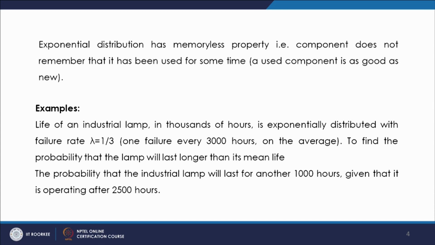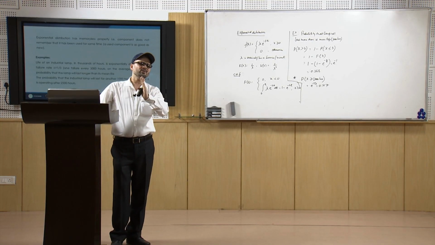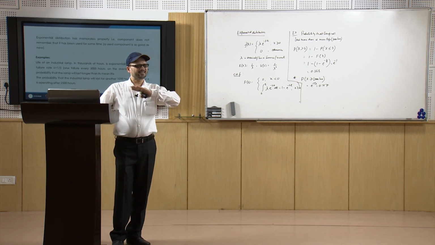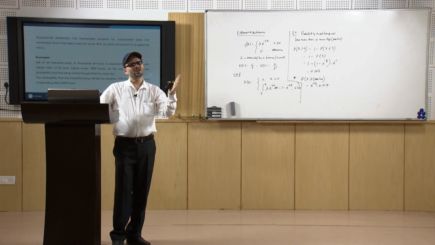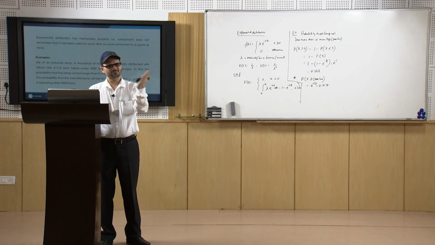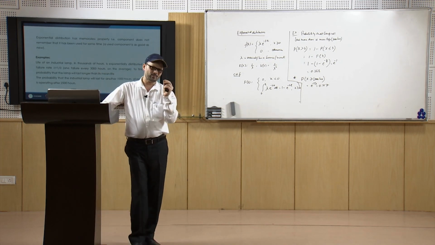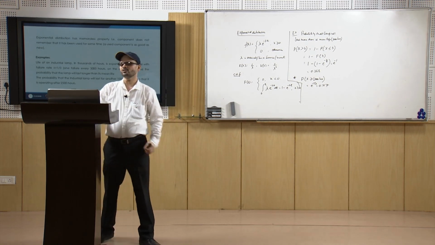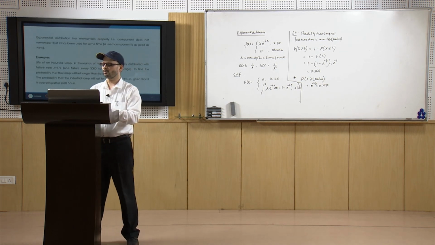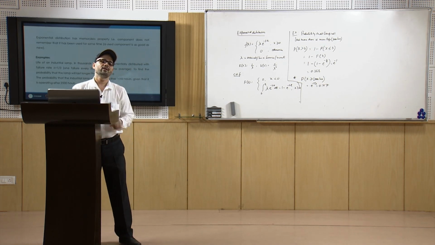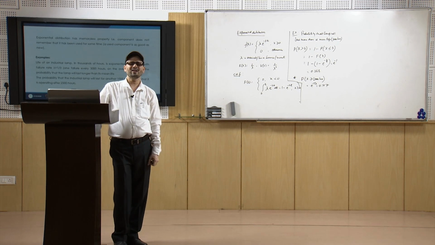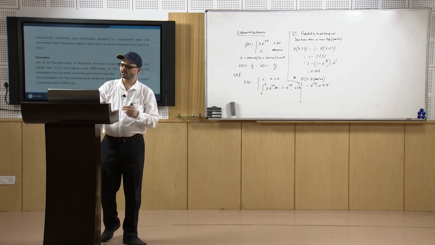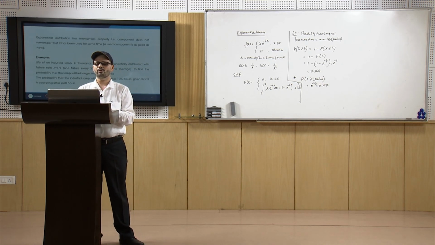This is basically also the probability. Already it has been used for 2500 hours, that is immaterial, it is of no use. We are going further. So this is a new, fresh case that tells you the probability of going for another 1000 hours. That is why it is known as the memoryless property of such a distribution. And among the discrete distributions, normally the geometric distribution has a similar property.